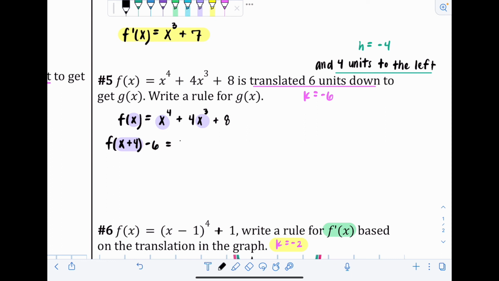So instead of x to the 4th, it would be x plus 4 to the 4th power. So that first one changes. And then the second term is 4x cubed. So that would become plus 4, and instead of x, it would become x plus 4 to the 3rd power. And then the third term is plus 8. There's no x there, so I don't need to change it. I just write it as plus 8.